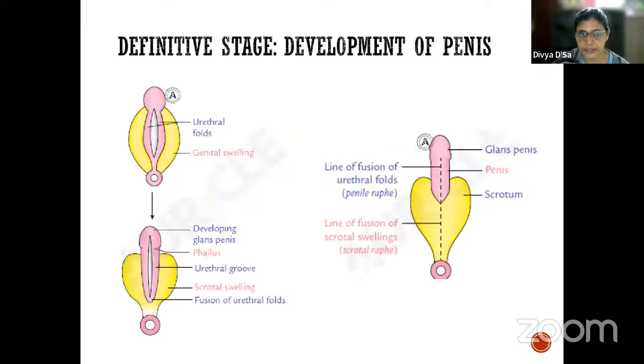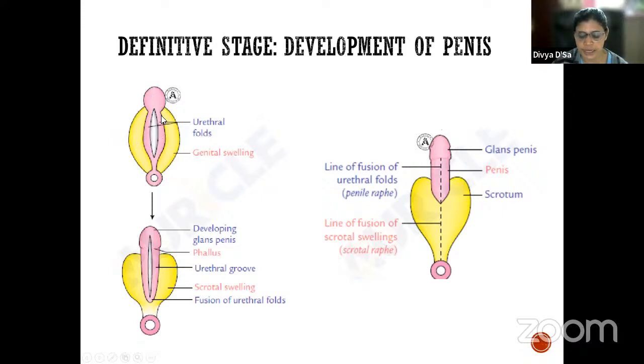So now under the influence, if it has to develop into male, what happens? We need the male hormones, isn't it? So testosterone and dihydrotestosterone. So what secretes this? The interstitial cells of Leydig will secrete. So from the fetal testis, these hormones are secreted. When these hormones are secreted, the development progresses towards the development of external genitalia of males.